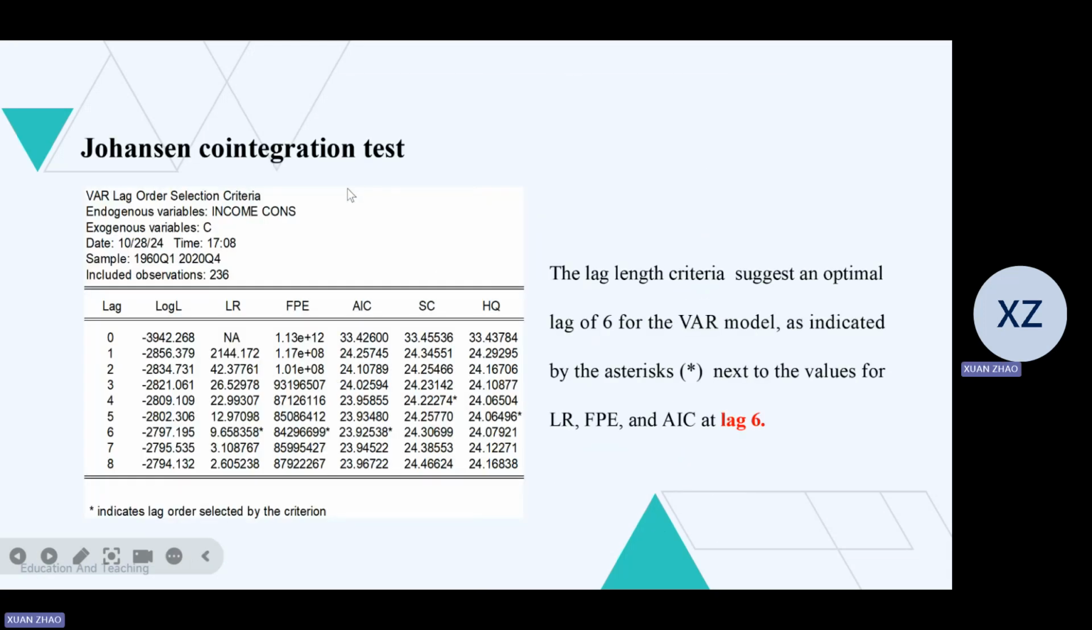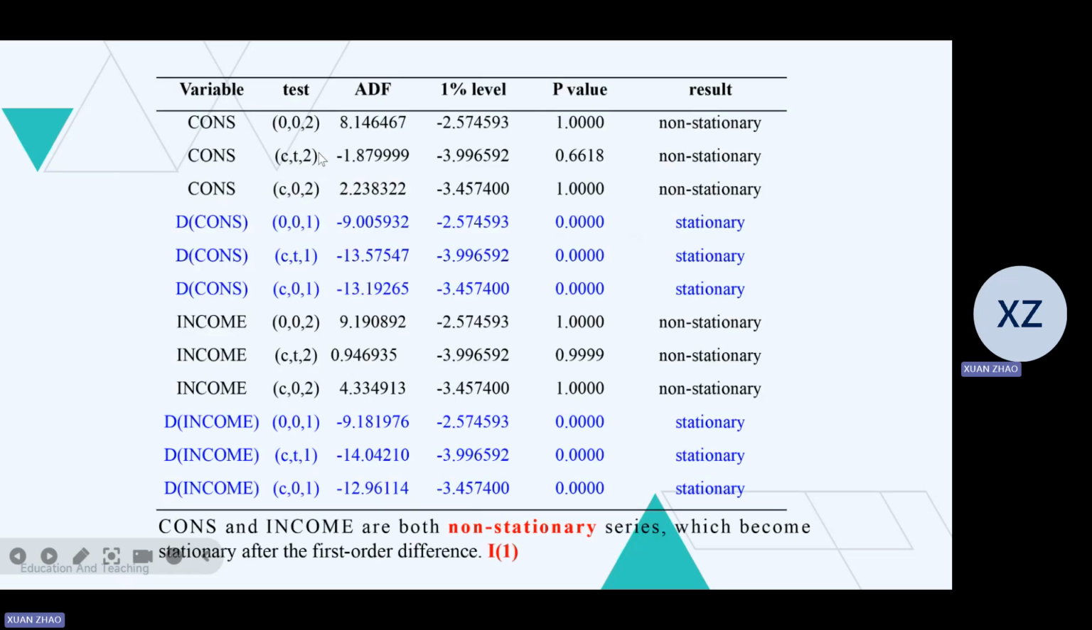So the study conducts the ADF test to determine the order of integration of the variables, and the results of the unit root test using EViews are shown in the tables. We can see that consumption is non-stationary, and the level of income is non-stationary. However, when we take the first difference of consumption and income, the series become stationary.